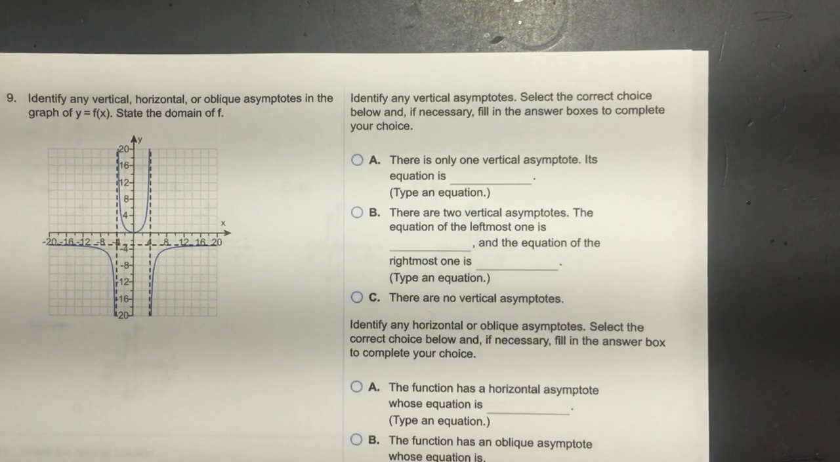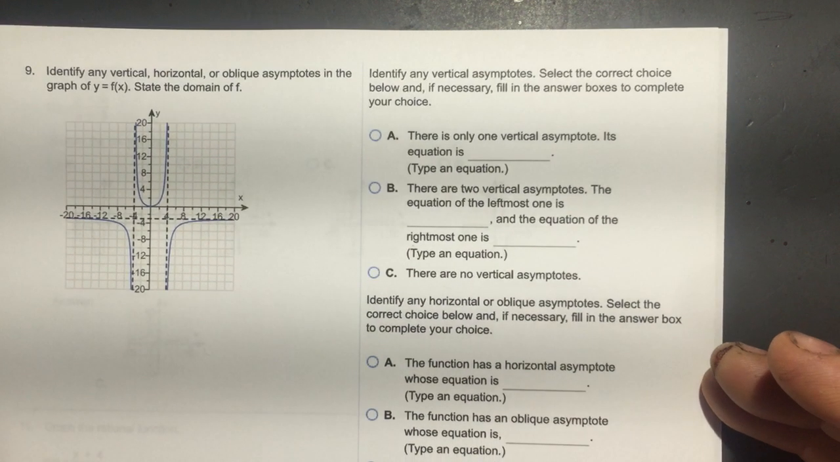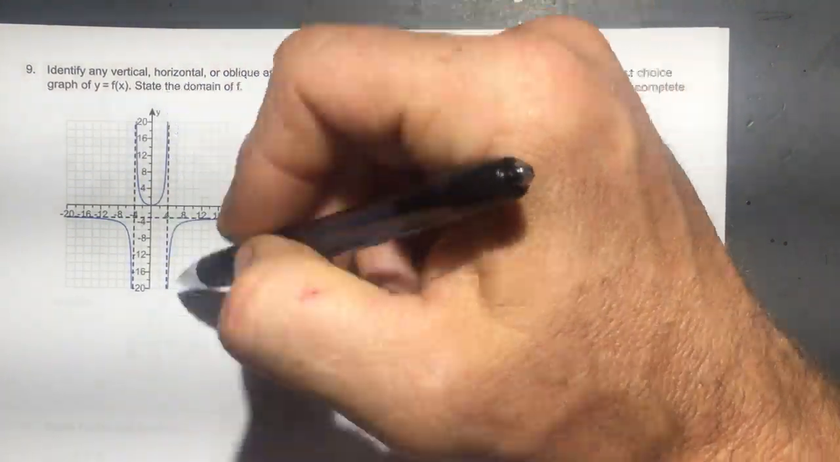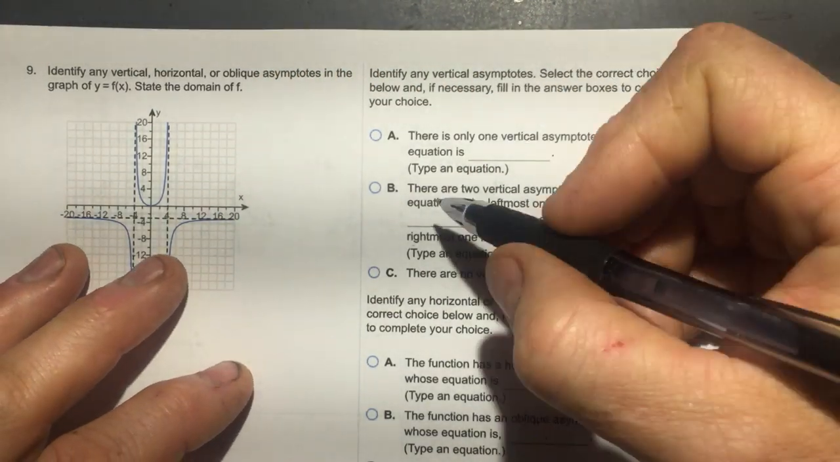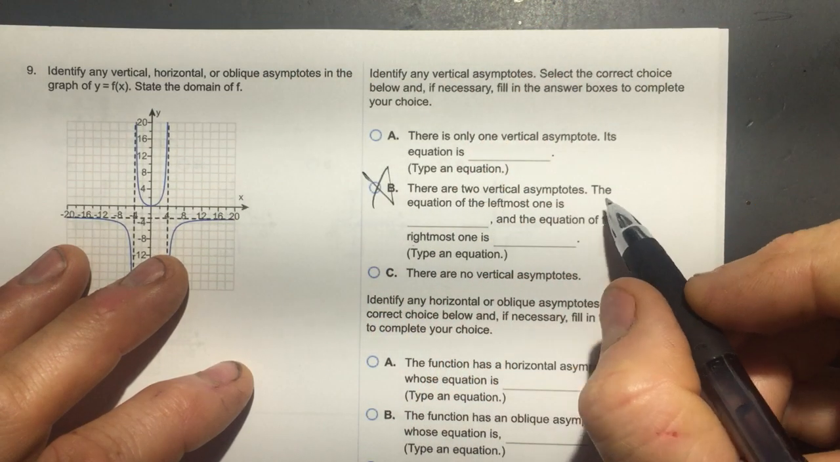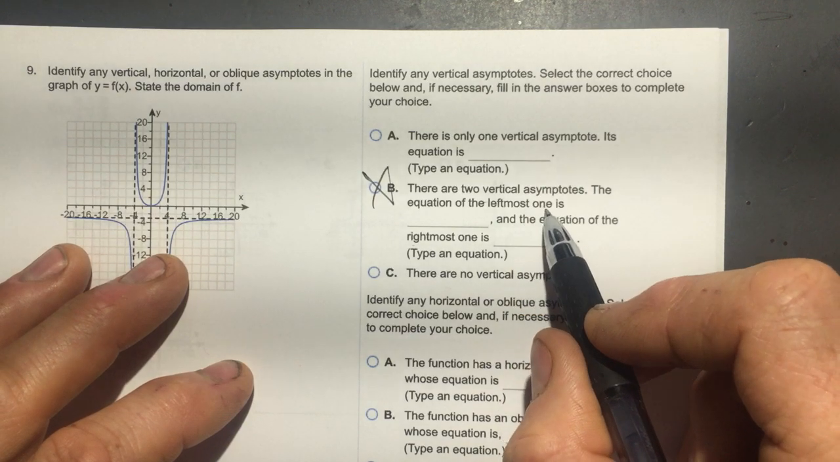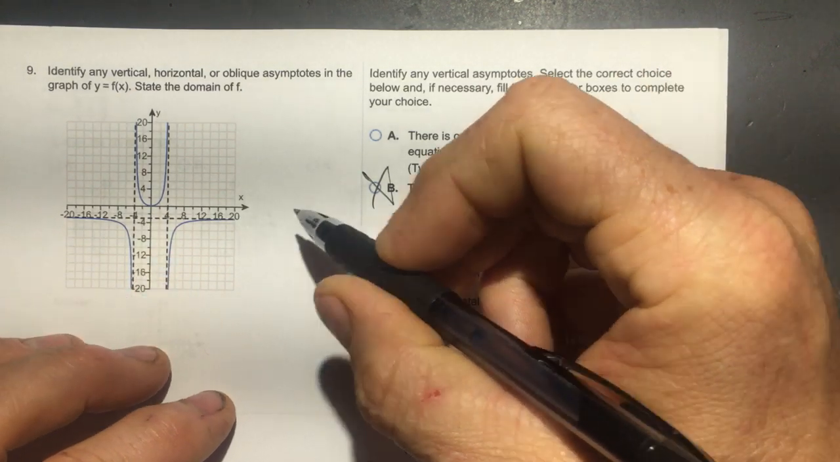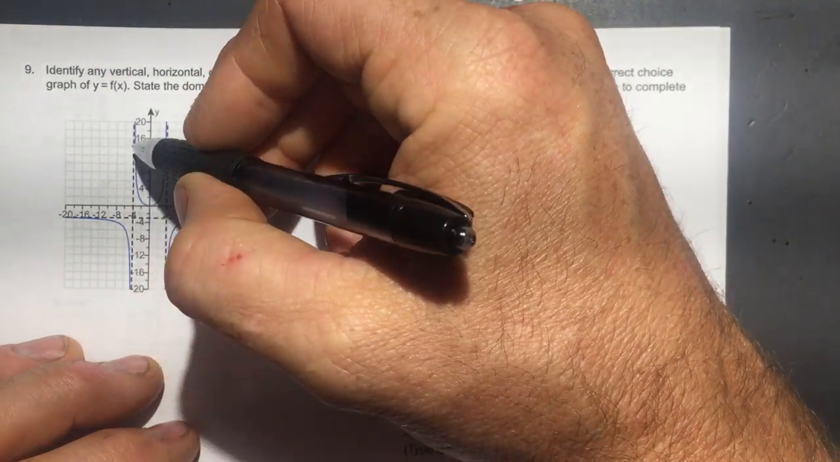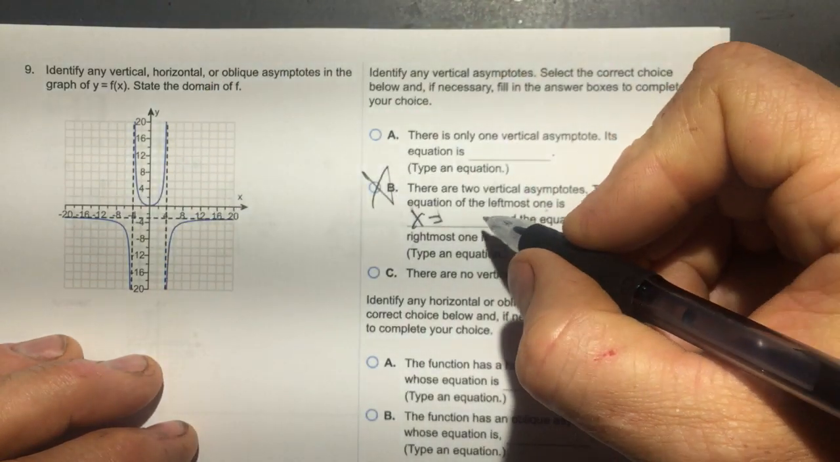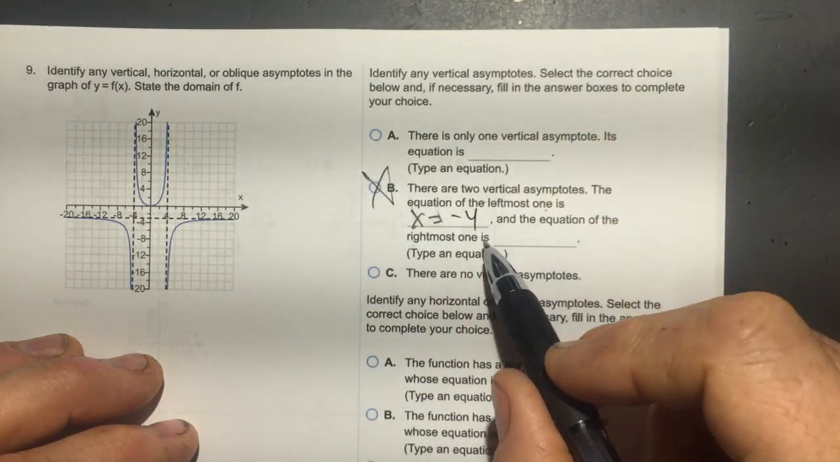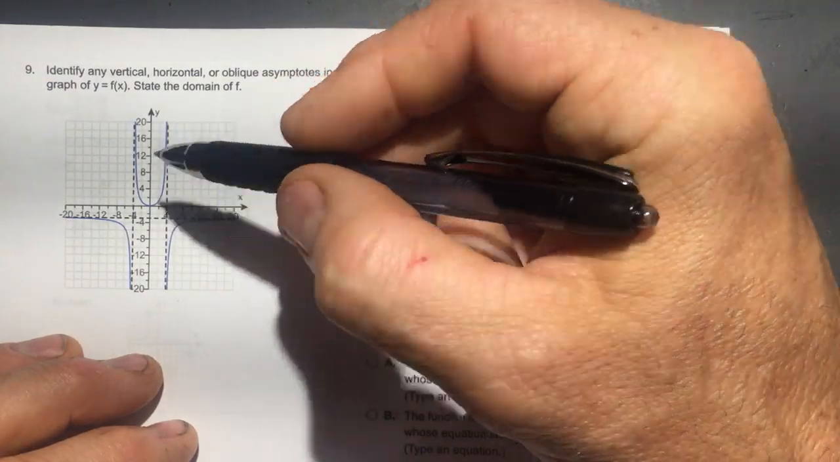All right, number 9. Check out this one. That's cool looking at it. As you can see, it's got 2 vertical asymptotes. You see that? There are 2 vertical asymptotes. The leftmost one is x equals, right here, the left one, that's negative, is it negative 4? Yeah, it looks like negative 4. And then the rightmost one is positive 4 right here.